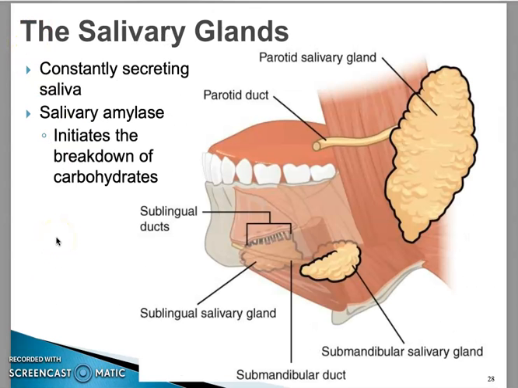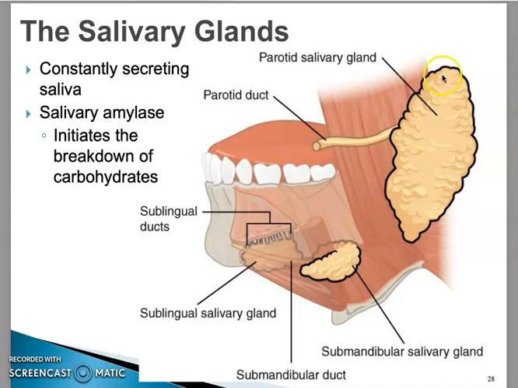Continuing with the digestive processes, these are the salivary glands, part of the mouth. These are constantly secreting saliva. As I mentioned, the salivary amylase is responsible for initiating the breakdown of the carbohydrates. Starches are a form of carbohydrates, and that's what the amylase in saliva will do.